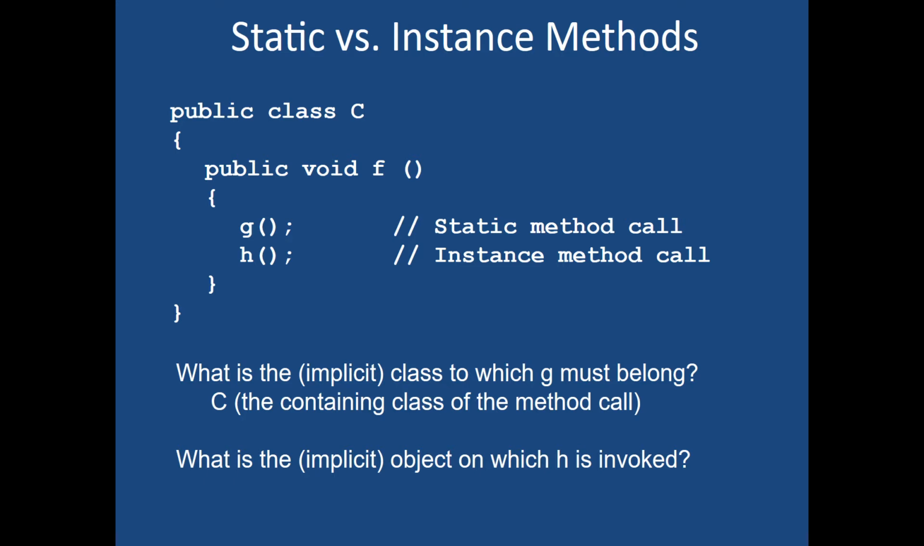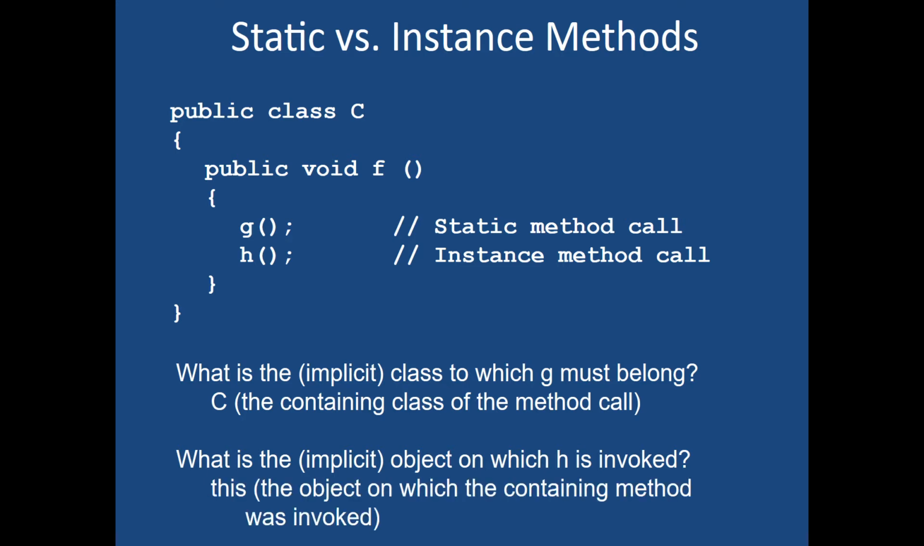Yeah? This, right. So that's what we have going on here. Inside of a non-static method or inside of a constructor, this refers to the object on which the method was invoked. So in this case, this refers to the object on which f was invoked. So when f is called, it will be invoked on some object. That's the implicit parameter. Inside of f, you can refer to that implicit parameter with this.